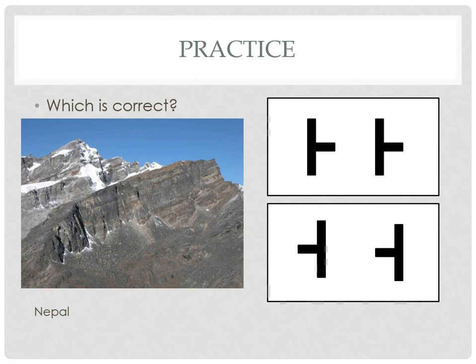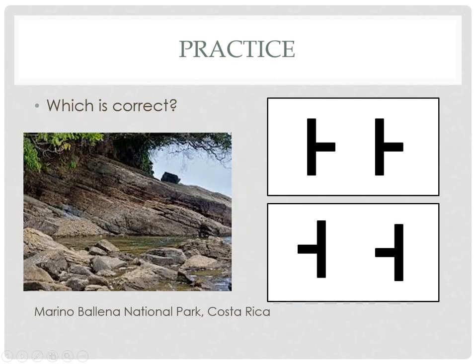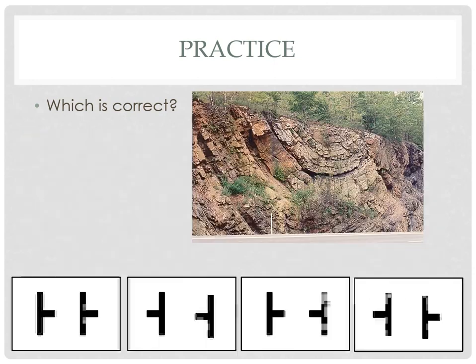Here are some rocks from Nepal that are tilted. So which one of these two sets of strike and dip symbols accurately describe this cross section? Hopefully you said that one because they're pointing to the left, right? And if you tilt to the left, you'd slide down that way. What about this? This is from Costa Rica. Which one of these is correct? Well, that's just the opposite. You see the one on the top is tilted to the right.